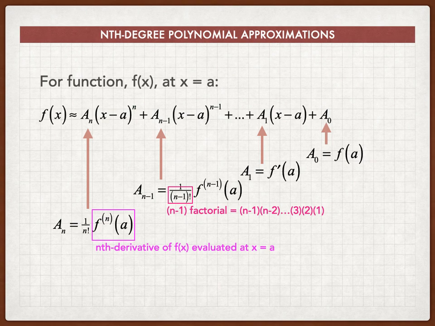You could say it's the 0th derivative divided by 0 factorial. By the way, 0 factorial is 1. But that's another story. In general, the jth coefficient is 1 over j factorial times the jth derivative evaluated at a.